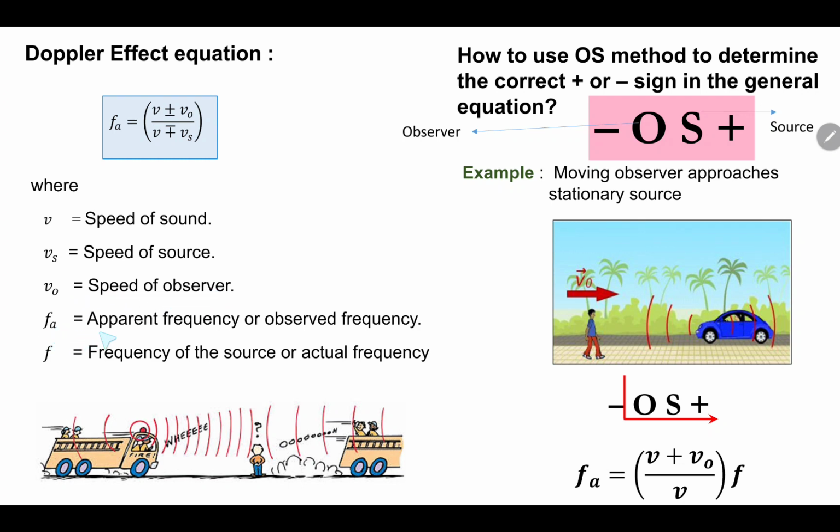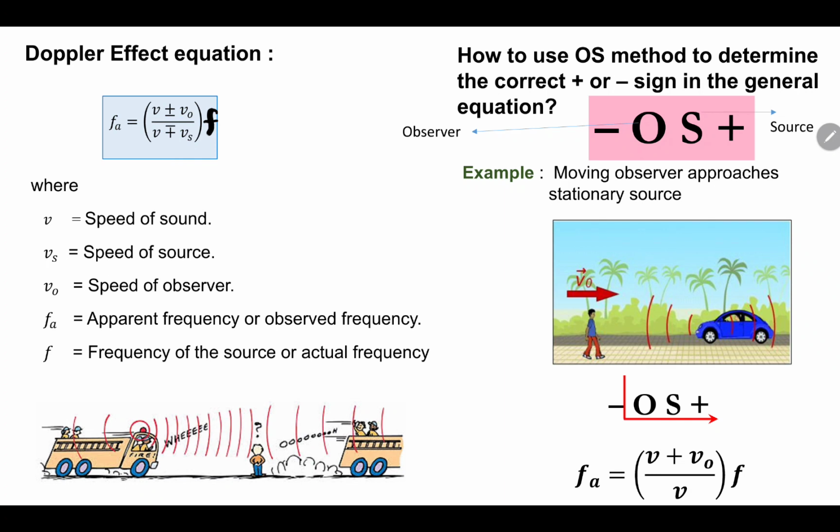fa is the apparent frequency or observed frequency, and f is the frequency of the source, or actual frequency. Actually there is an f over here, so the right formula is this one with the f. What is the f again? The f is the frequency of the source. The plus or minus sign depends on the information given in the question.